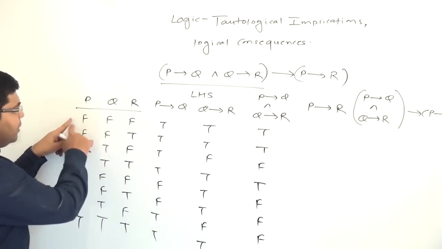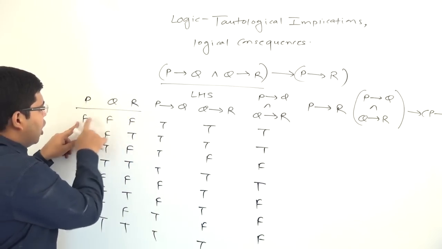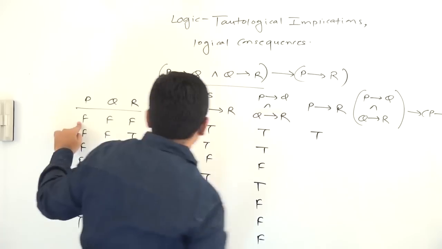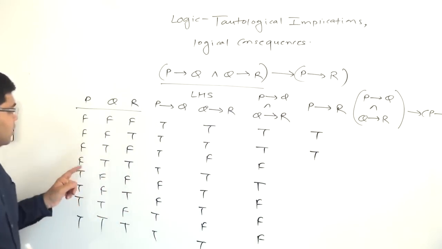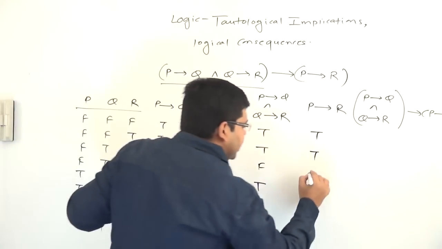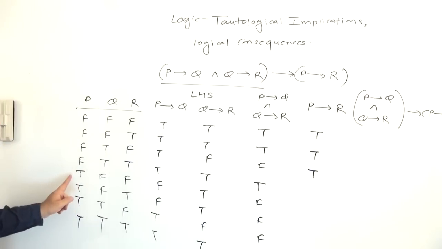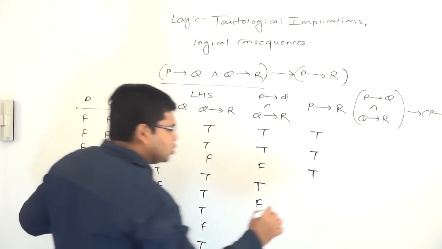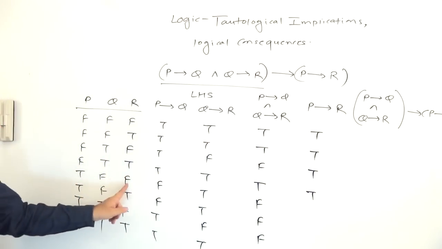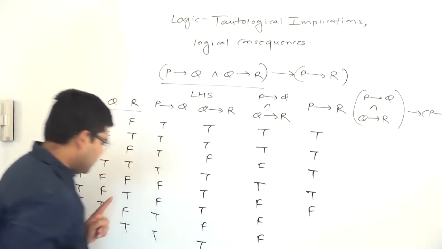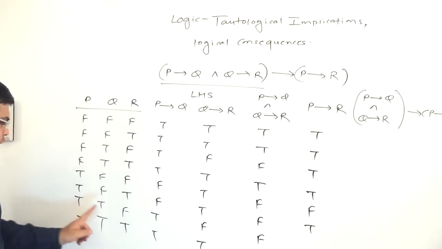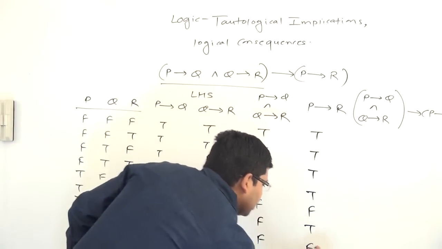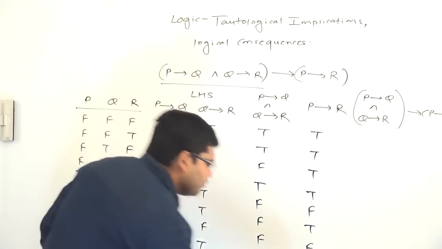So let us see the columns for P and R. False implies false is true. False implies true will also be true. Then false implies false will again be true. False implies true will again be true. Then P implies R, true implies false will be false. True implies true will be true. Then true implies false, again it will be false. And finally, true implies true will be true.